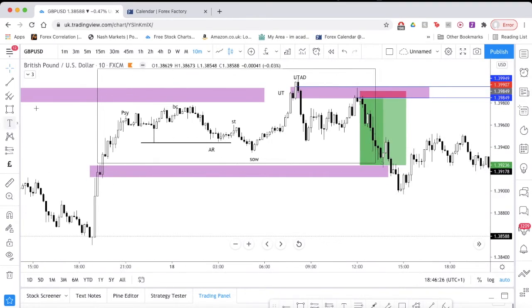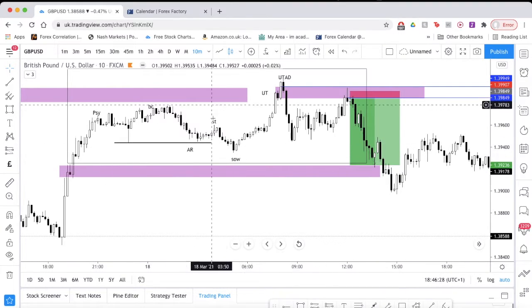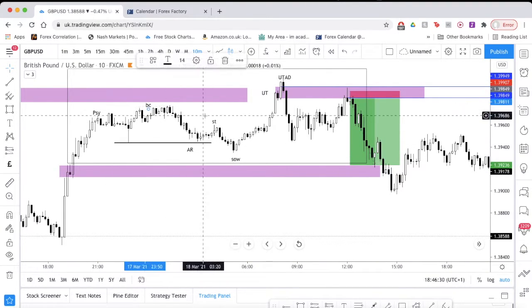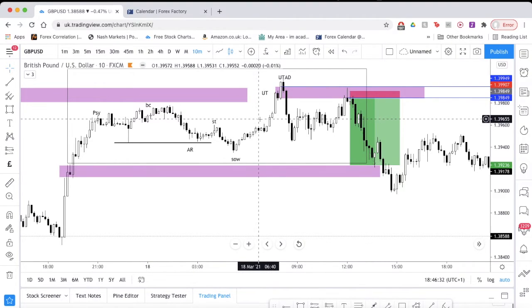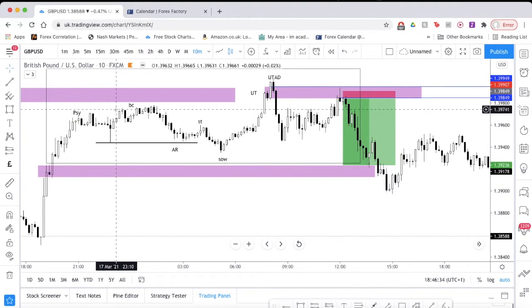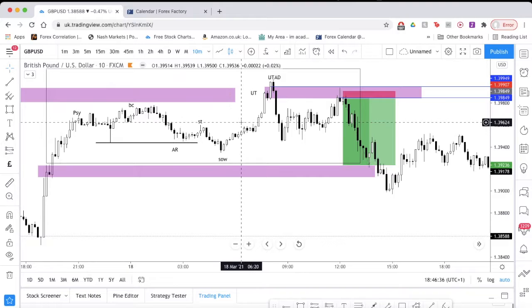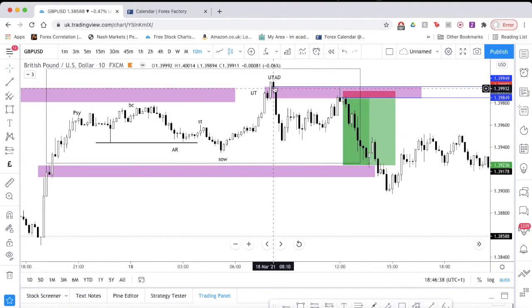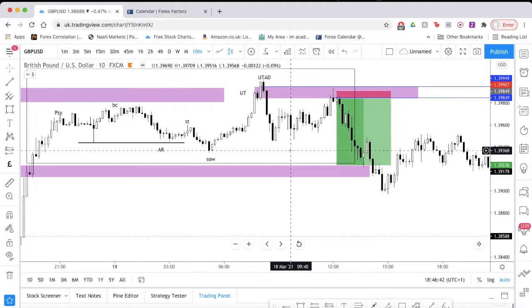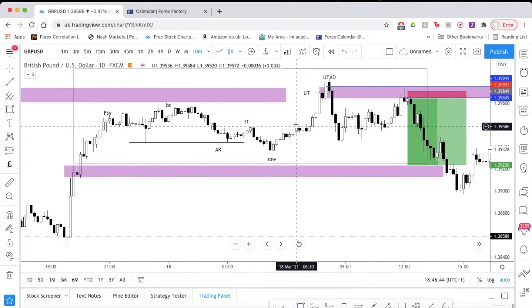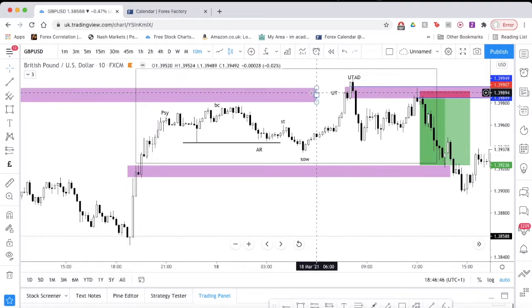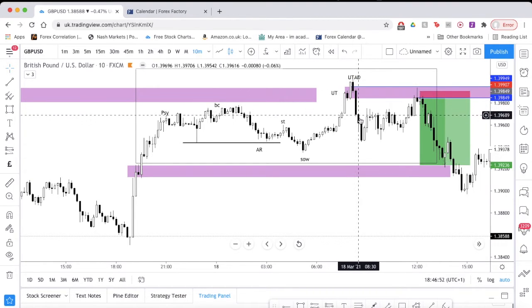So here we can see there has been a nice distribution schematic being formed, and what makes this schematic valid is not just all the points within the schematic lining up nicely. It's all to do with, as soon as we get the UTAD, we need to see a break of structure to the downside. Now, do we actually see that? So as it's reacted into this purple box area, we can see that it's made a nice UT and a UTAD, and then this aggressive movement down.